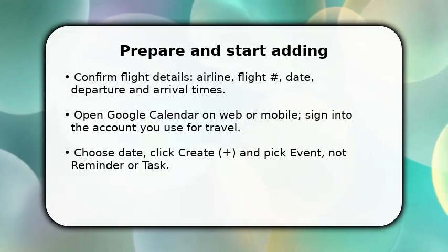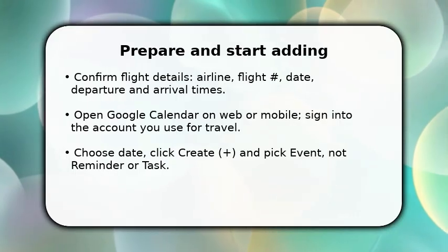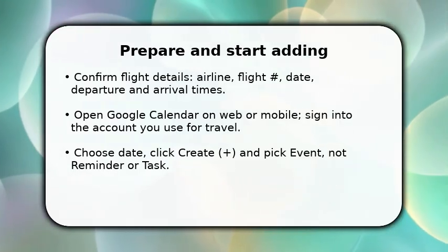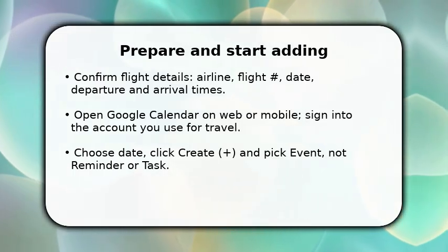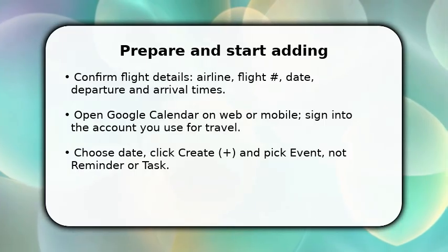You already have your flight info, now add it. Open Google Calendar on the device where you want reminders and sign into the correct account. Tap or click the Create button and choose Event. This lets you add full details.